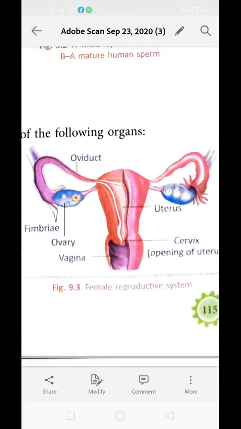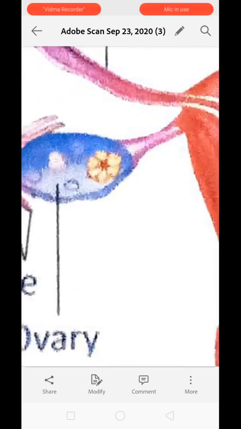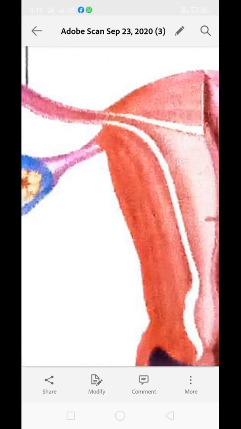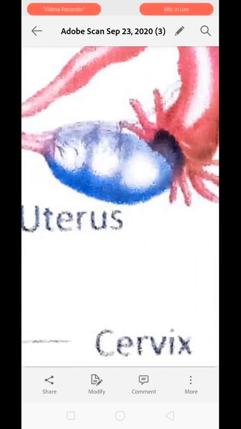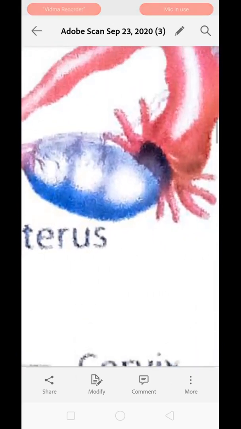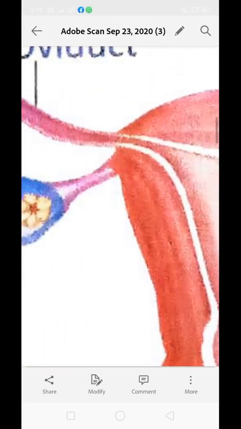What are the parts present in the female reproductive organ? They are the ovaries, which produce ovum. Second, the oviduct, which carries the ovum to the uterus. Next is the uterus, and lastly the vagina. We will study about it one by one. This is the ovary. The blue structure over here is the ovary.